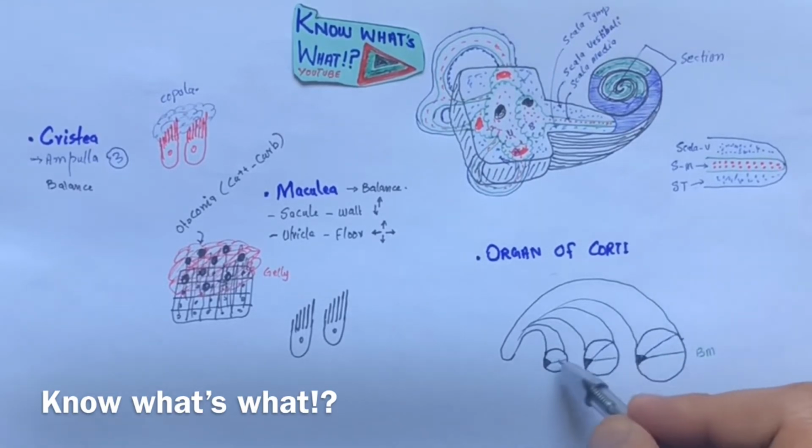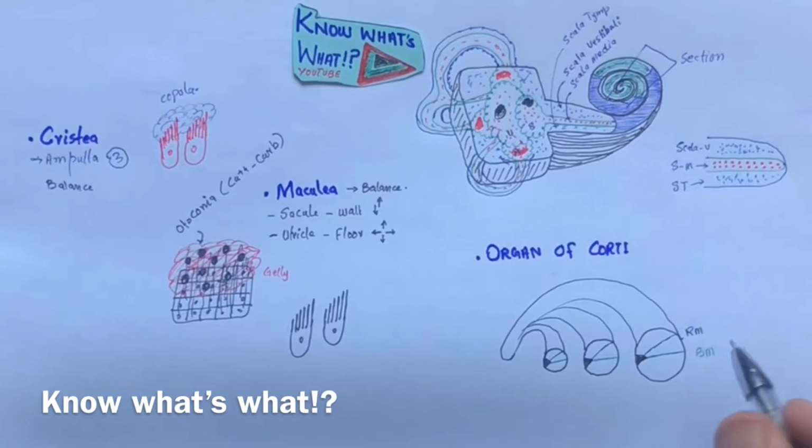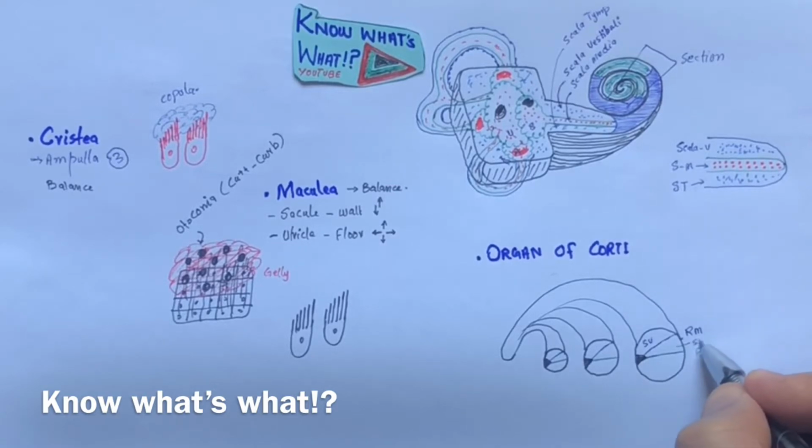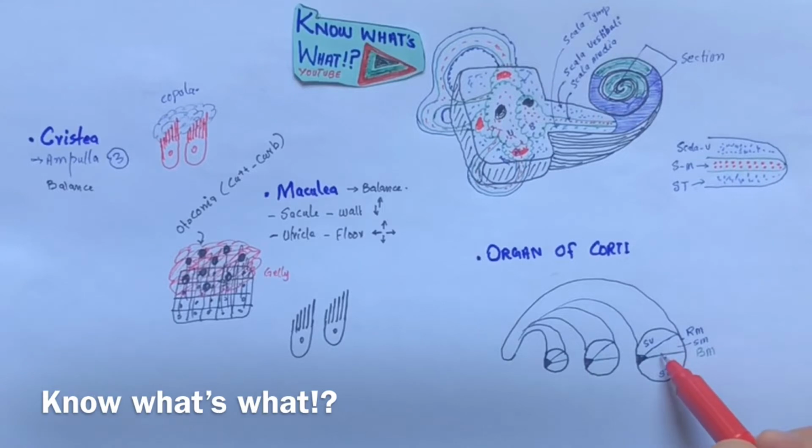The Reisner membrane here, and it has the organ of Corti within. Okay, so let's look at these areas. Here is the scala vestibuli, the scala media, and the scala tympani. Within the scala media, you have the endolymph, and there you have the organ of Corti in red here. Okay, here is the organ of Corti.